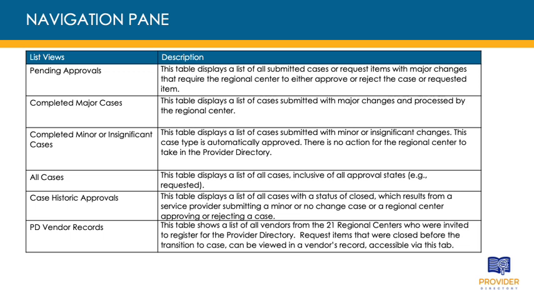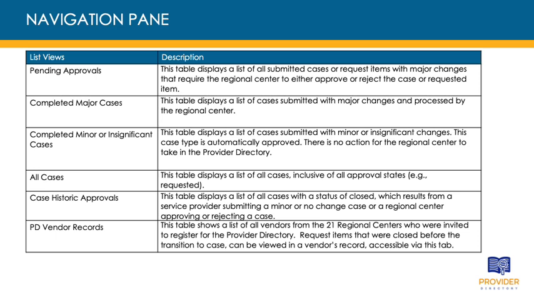Let's get familiar with the tables that are available to you in the navigation pane. Starting on the far left, Pending Approvals. This table displays a list of all submitted cases or request items with major changes that require the Regional Center to either approve or reject the case or request item.